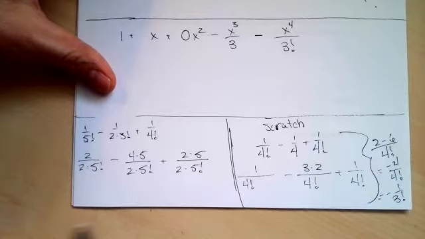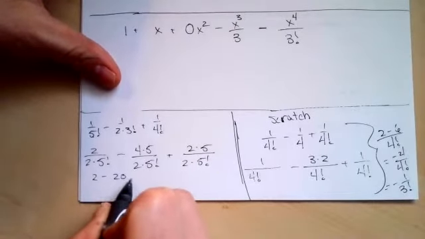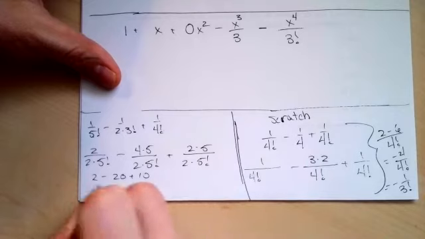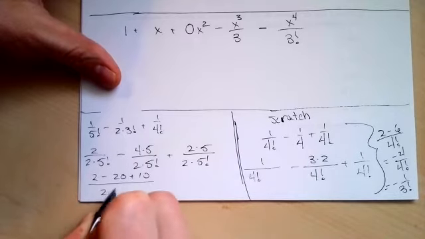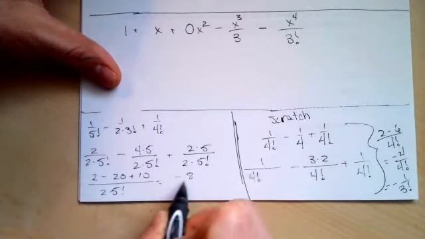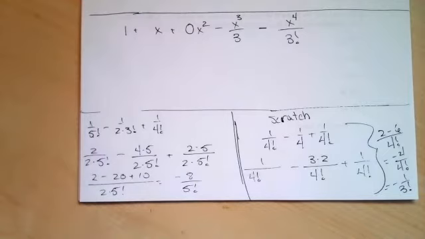Our denominators are all the same, and now we've got 2 minus 20 plus 10. So 2 minus 10 is going to give us negative 8 over 5 factorial. And then the question is, do we want to simplify that at all? I don't think we want to.